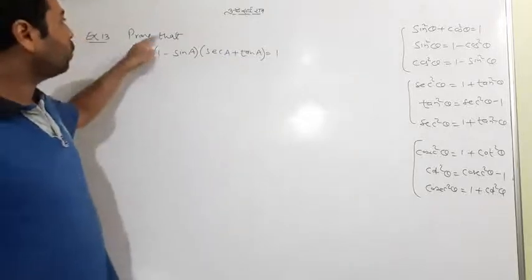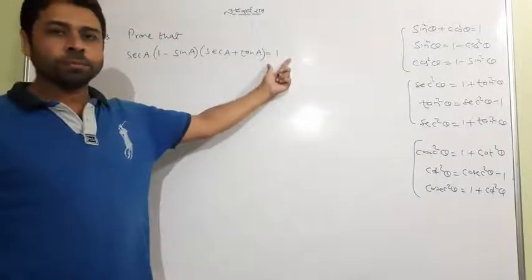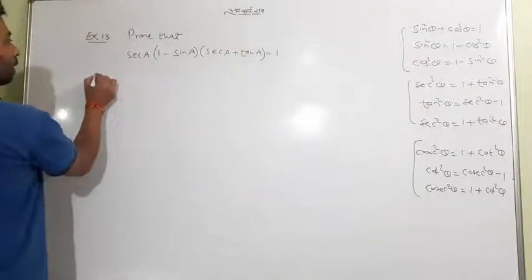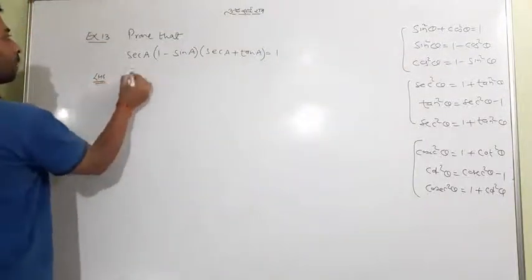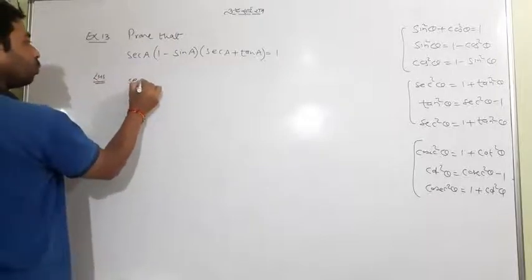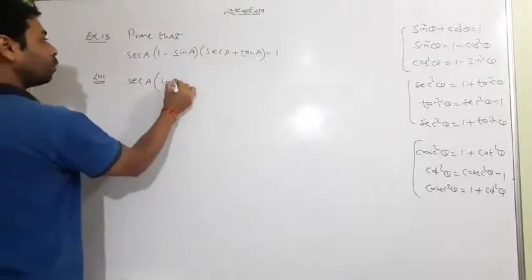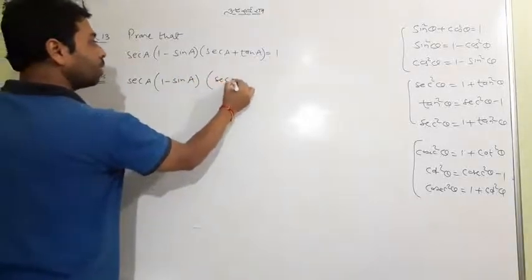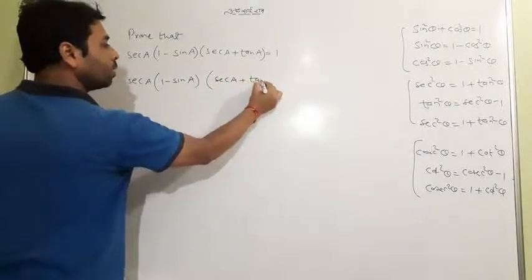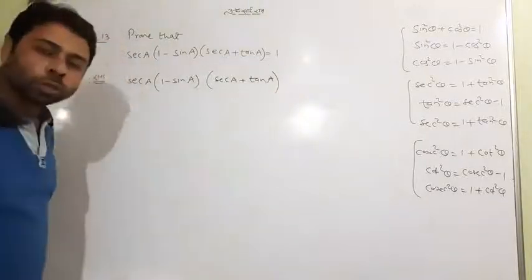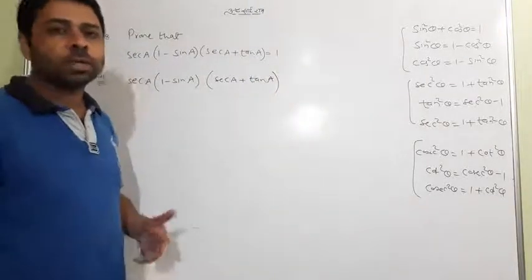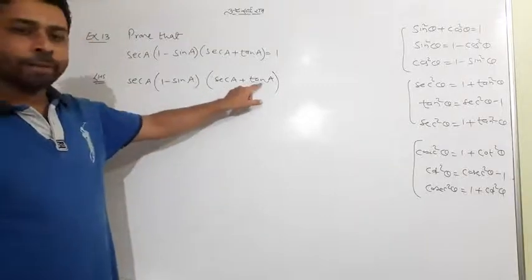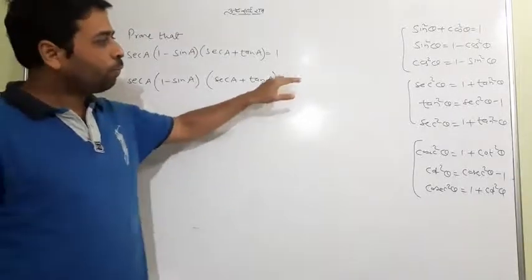Look, prove that this is equal to 1. So how can we prove it? It is the LHS we have chosen. To prove this, you have to go with the LHS: sec A (1 minus sin A)(sec A plus tan A). We have a few options to do this question. I will discuss the easiest one with you, which is very easy.